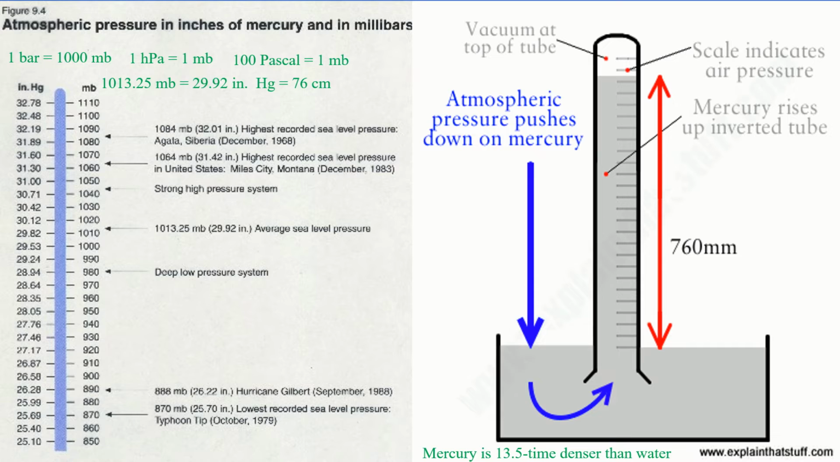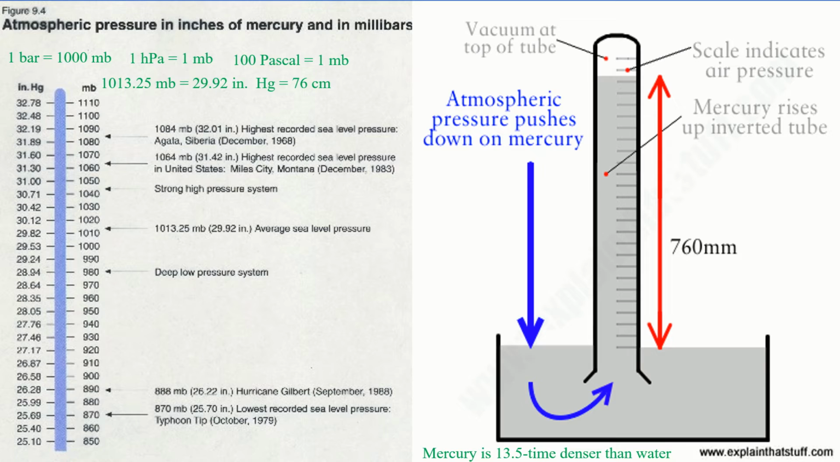A common pressure unit that we use in aviation is inches of mercury, written Hg. At sea level, standard sea level pressure is 1013.25 millibars, or we can say 29.92 inches, and in aviation inches of mercury, we call it 76 centimeters.